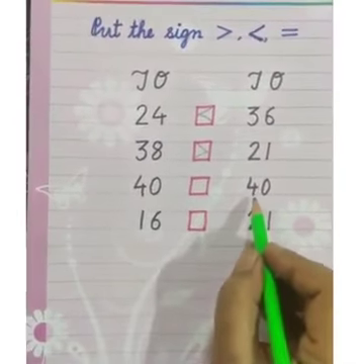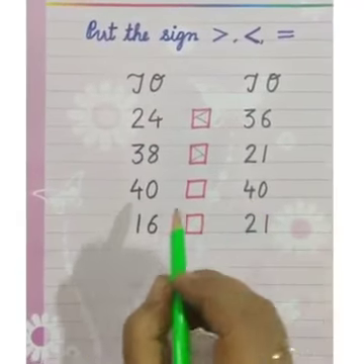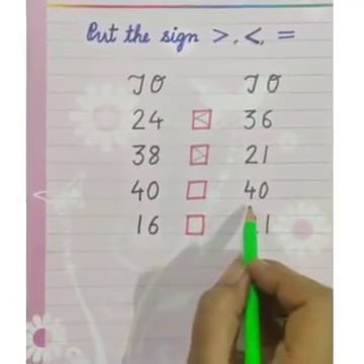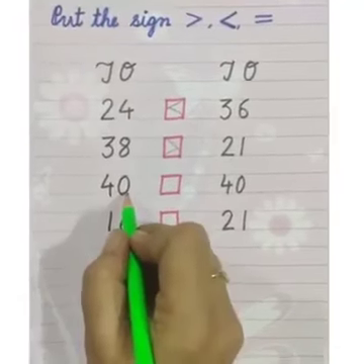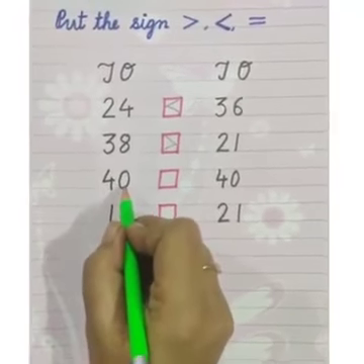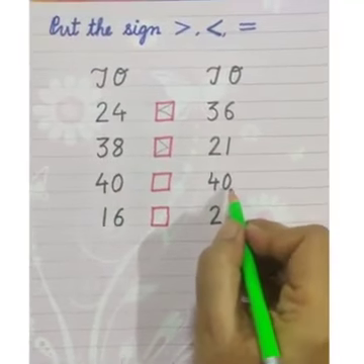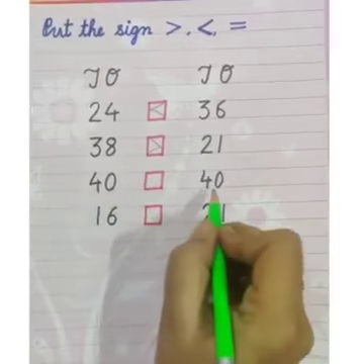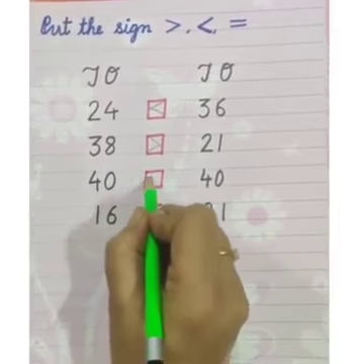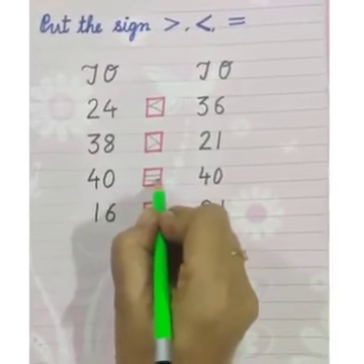Here the number at tens place is 4. Here also the number at tens place is 4. If the number at tens place is same, then we will see the number at ones place. Here the number at ones place is 0. Here also the number at ones place is 0. So both the numbers are same. So we will put equal to sign.